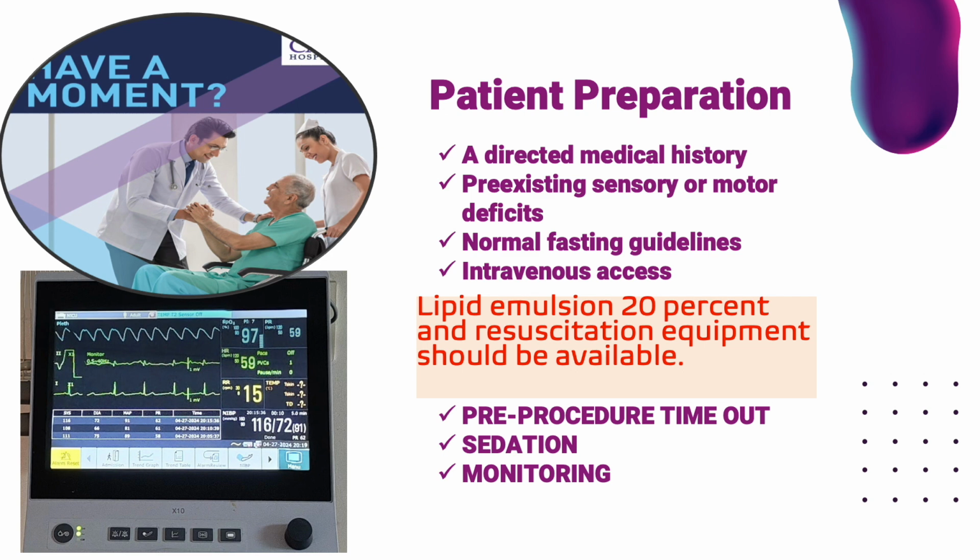The patients who receive the block for surgical anesthesia need to follow the normal fasting guidelines, as deep anesthesia or general anesthesia may be required for an inadequate block. An IV line should be obtained in all the patients. Lipid emulsion 20% and resuscitation equipment should be available in the theatre while performing the block.